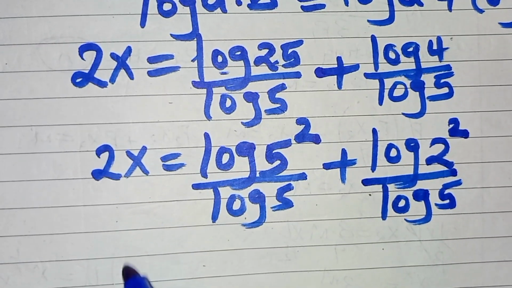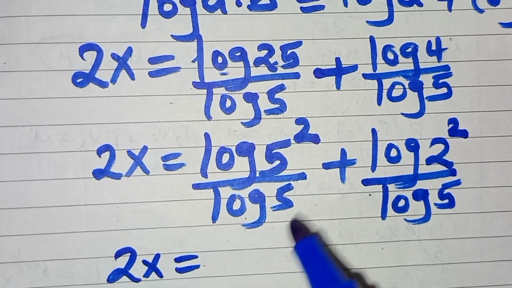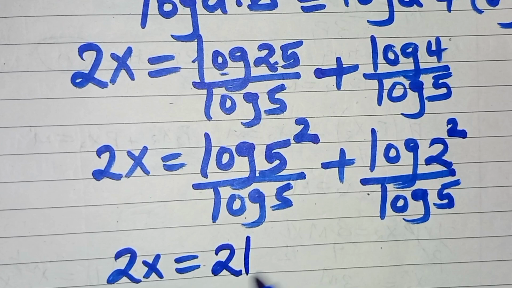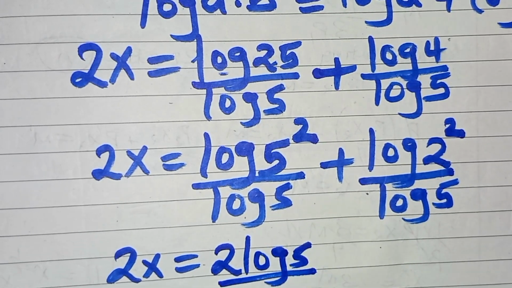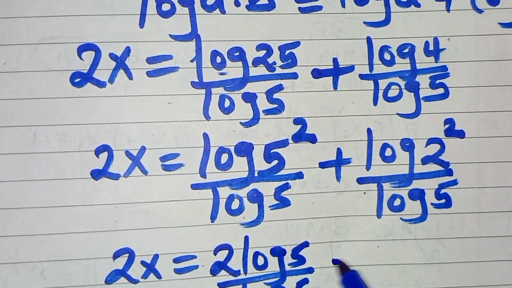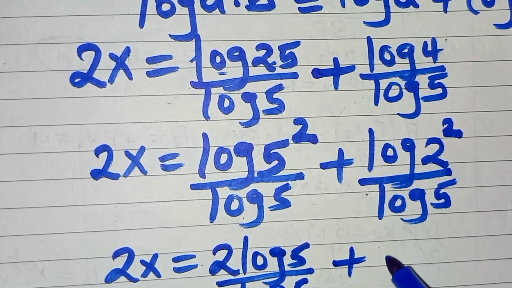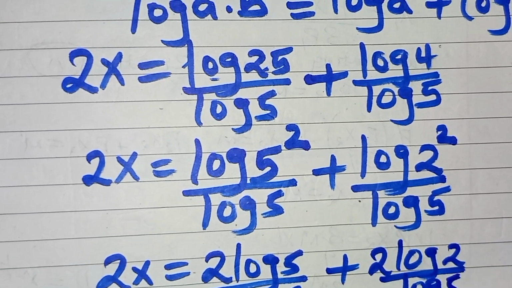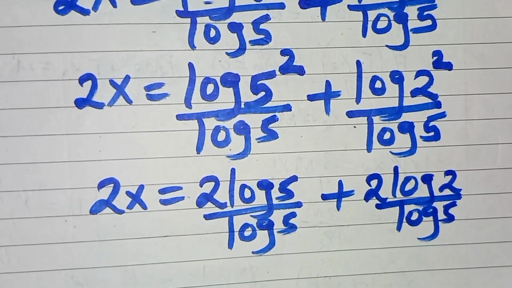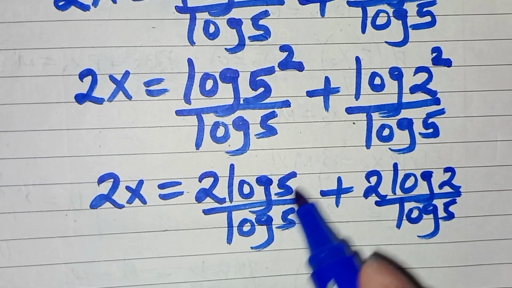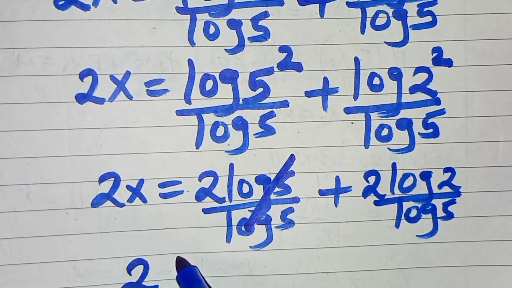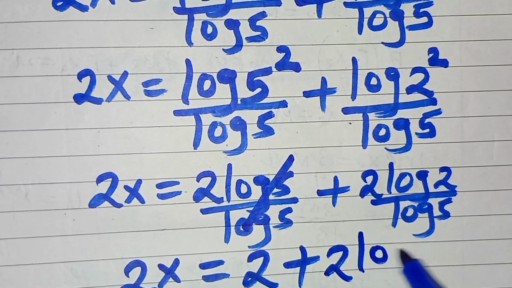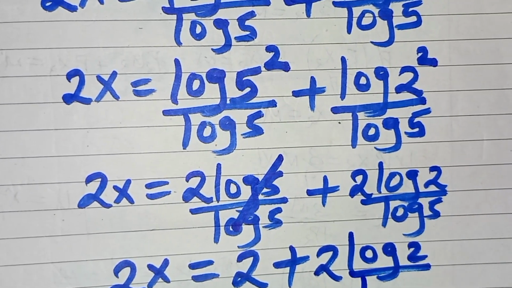The next step here, we'll have 2x is equal to log 5 to power 2. Applying the power rule property, this becomes 2 log 5 divided by log 5, plus log 2 to power 2 becomes 2 log 2 divided by log 5. So the next step, we simplify, so that we'll have 2x is equal to 2 plus 2 log 2 divided by log 5.